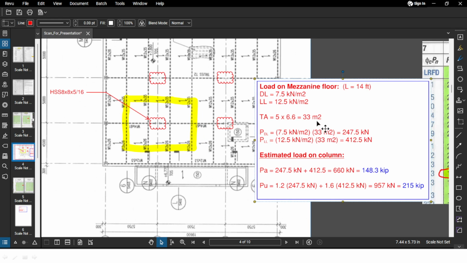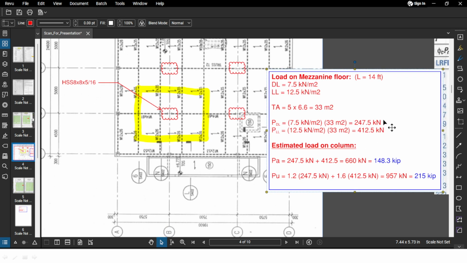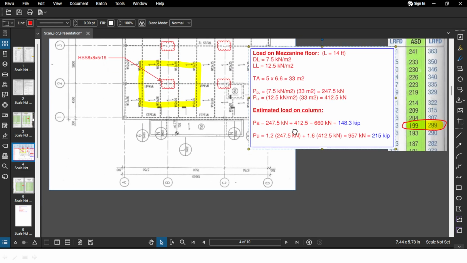So you have the tributary area and the unit load, so you can readily calculate the dead load. 7.5 times 33 gives you 247.5 kilonewton. Then the live load, in the same manner, 12.5 times the tributary area of 33, that is 412.5. So this is the actual dead load and live load. The estimated load on the column for the allowable or service load, you just add dead load and live load, and you get 660 kilonewton.